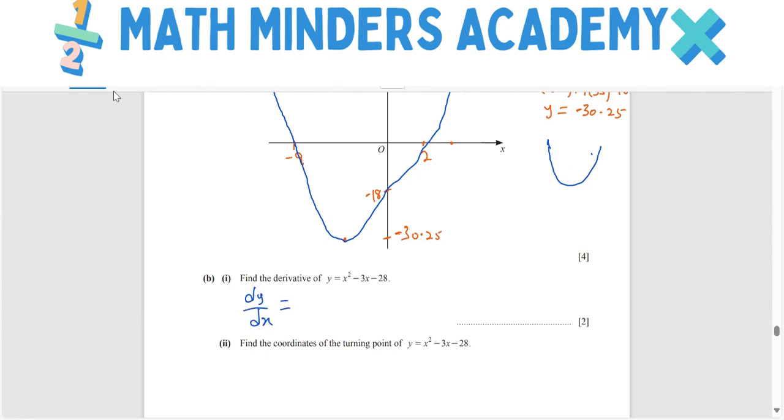Now we bring down the power and reduce the power of s by 1, so we have 3x, this is 1 minus 1. And if we differentiate a constant, you have 0. If we differentiate that minus 28, we have 0. So this gives us 2x minus 3. This is actually 3x raised to power 0, which is 1. So here gives us dy/dx to be 2x minus 3.